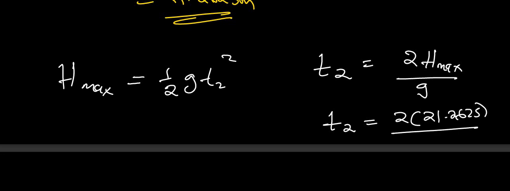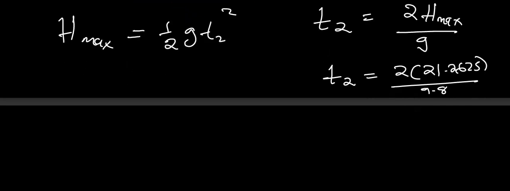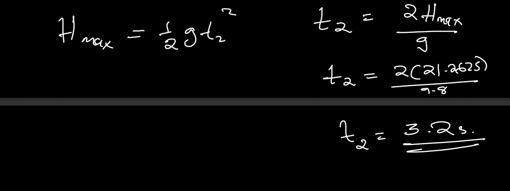So t2 is 2 times 21.2625 divided by g, 9.8. We're taking g here to be positive because it's coming down, and of course time has to be positive. The answer we get here needs to be bigger than t1 because this is coming from a higher height. So what do we get here? 3.2. Okay, I'll take it like this, 3.2.